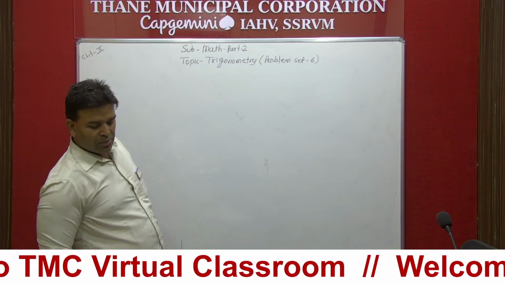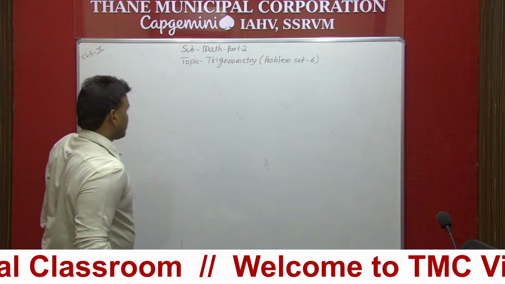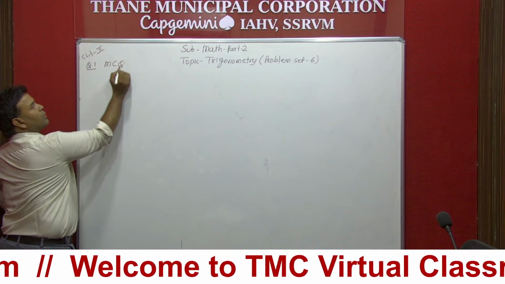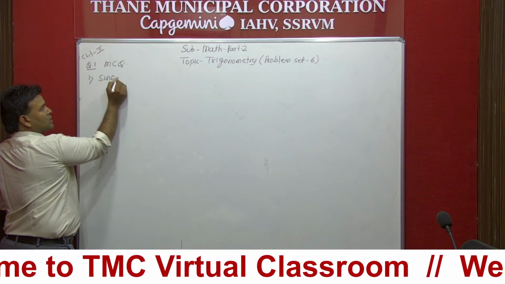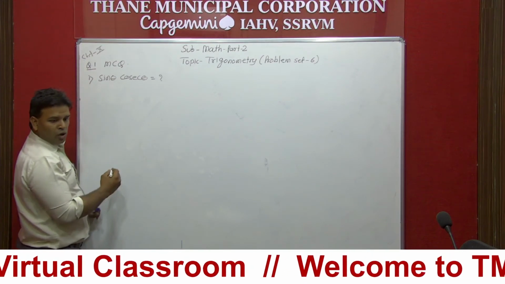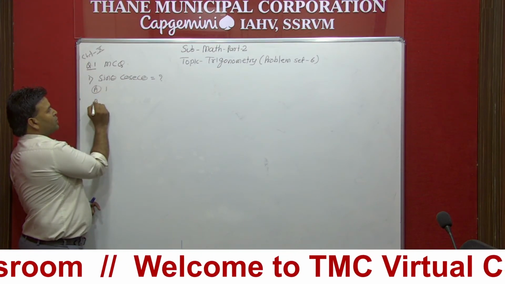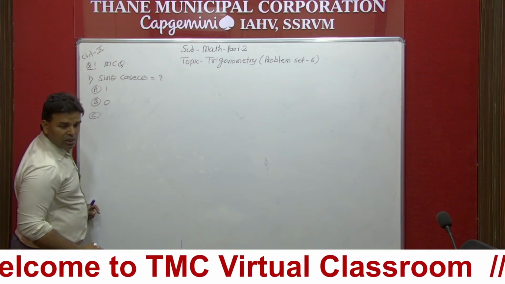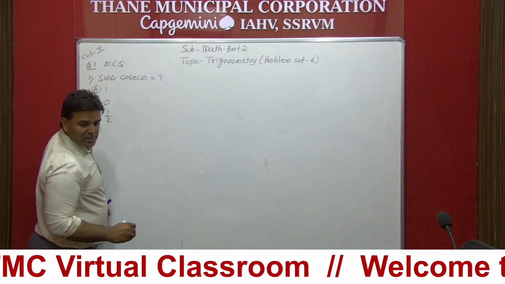So let us see question number 1. Question number 1 is sin theta into cosec theta is equal to question mark. This is an MCQ type question. And we are having 4 options. Option A is 1. Option B is 0. Option C is 1 upon 2. And option D is root 2.